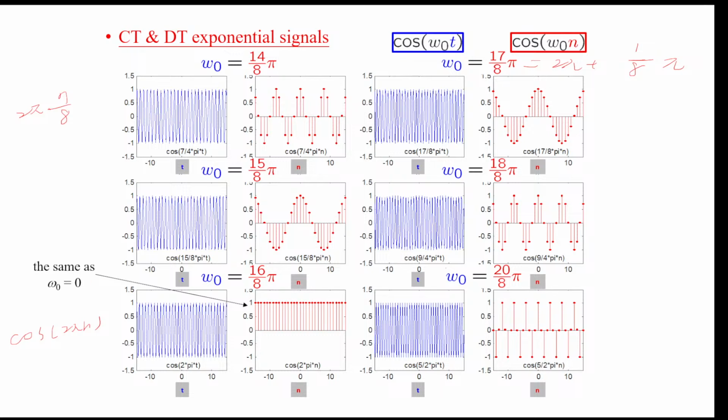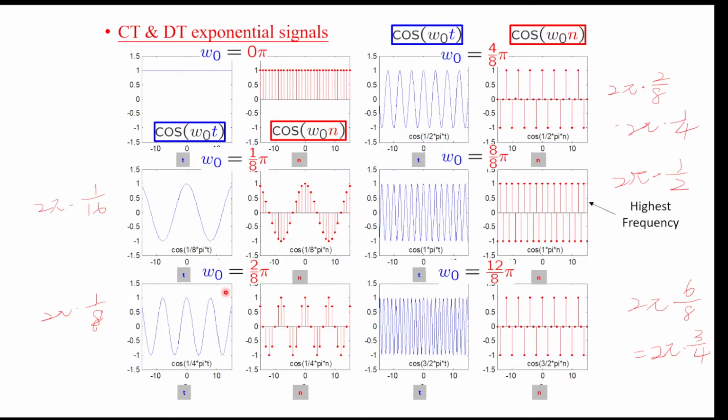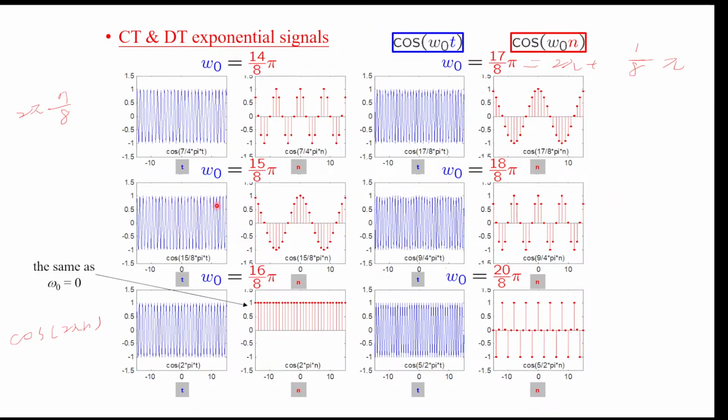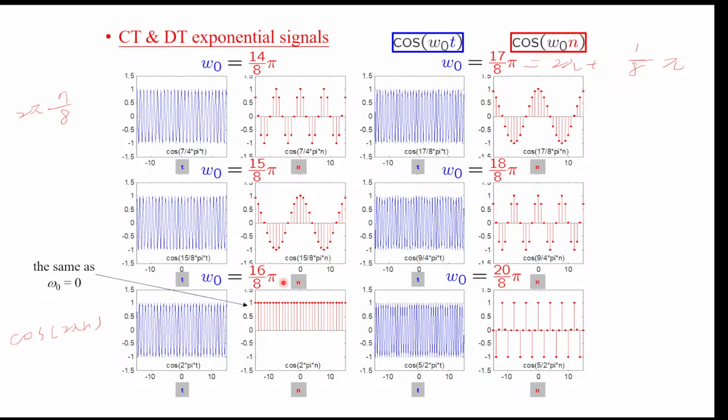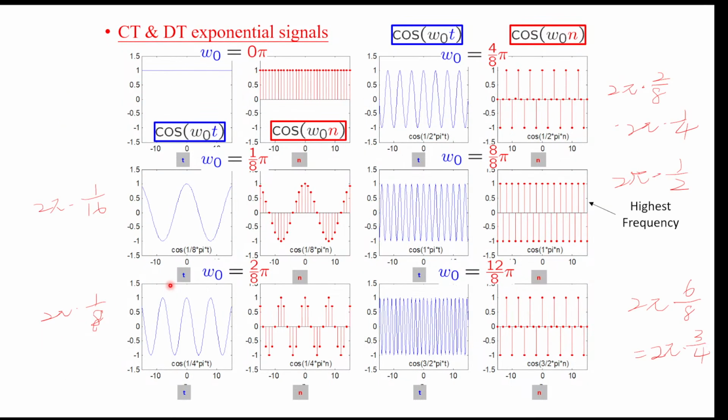Okay, and finally when omega naught goes to 16 pi over 8, for whatever n you take, you just take cosine 2 pi n. And cosine 2 pi n is just cosine 0, and this is just constant 1. Okay, so you see that when omega naught goes from 0 to 2 pi, the signal actually goes back to itself, and you have highest frequency when omega naught is equal to pi, which is 8 pi over 8.